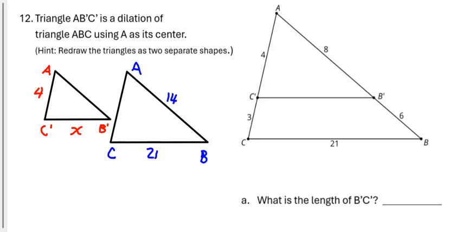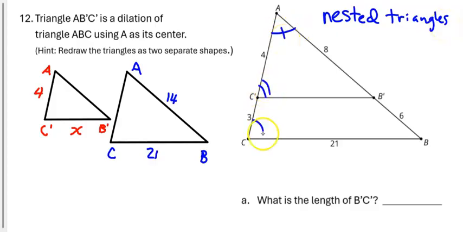Problem 12. Triangle AB'C' is a dilation of triangle ABC using A as its center. I would recommend, anytime you have a pair of nested triangles, that you separate the triangles. The triangles are similar based on the fact that they are dilations of each other. So not only are the triangles nested, but these two segments here are also parallel because the corresponding angles are the same.